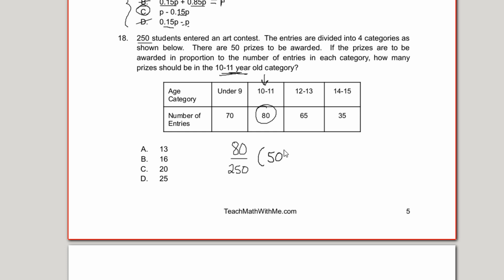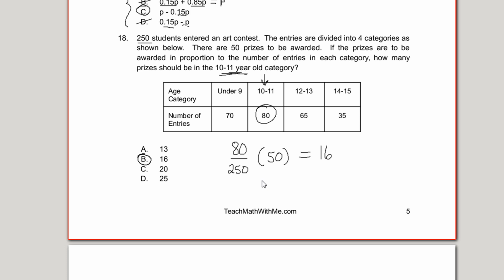And there are 50 prizes. So we're going to take that percent, or in this case we've got it written as a fraction, but it's a percent, times the total number of prizes, plug that into our calculator, and we get 16. There should be 16 prizes awarded in that category.